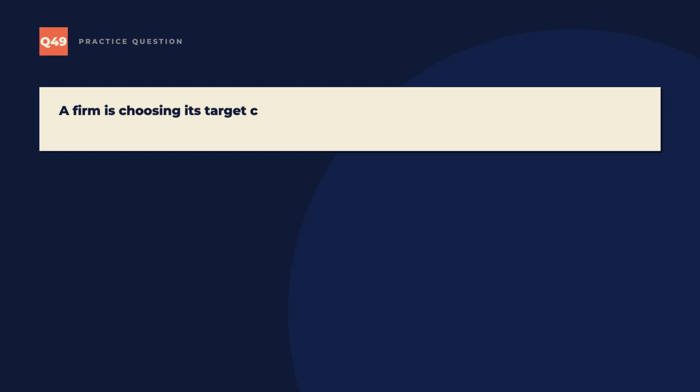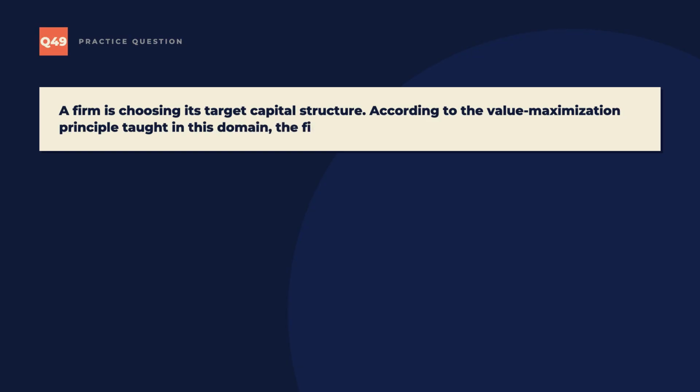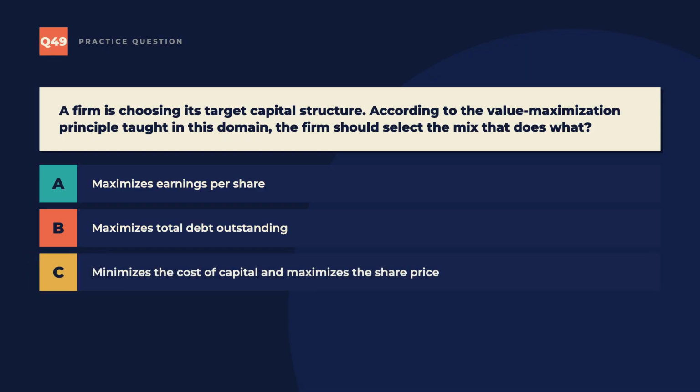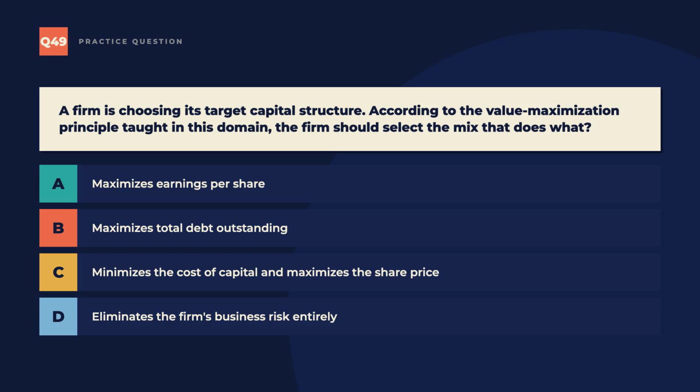Question 49. A firm is choosing its target capital structure according to the value maximization principle taught in this domain. The firm should select the mix that does what? Your options are: A. Maximizes earnings per share. B. Maximizes total debt outstanding. C. Minimizes the cost of capital and maximizes the share price. D. Eliminates the firm's business risk entirely. Which one is it? Pause the video if you need more time.